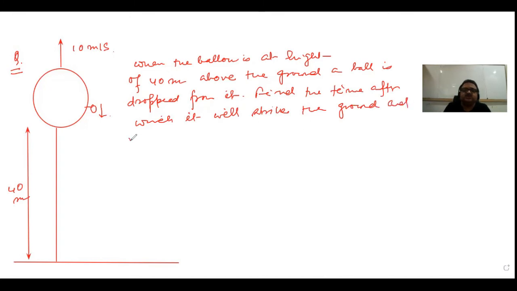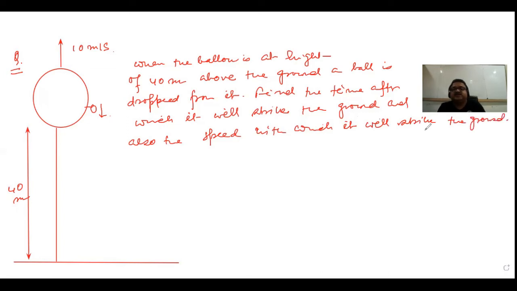And also the speed with which it will strike the ground. Okay. Now listen very carefully.